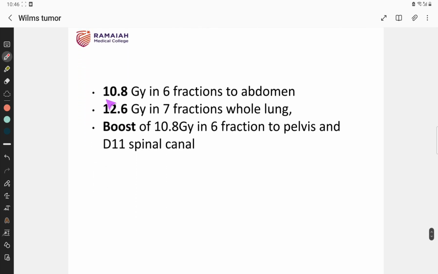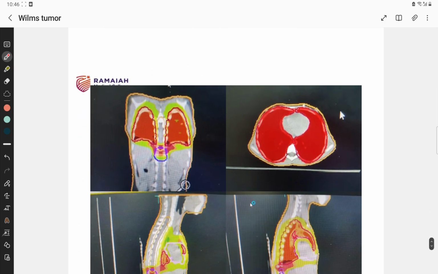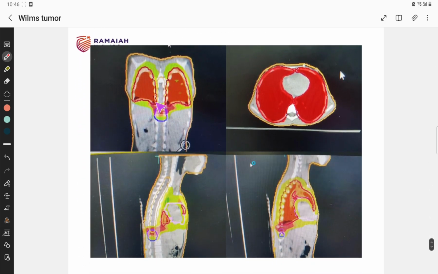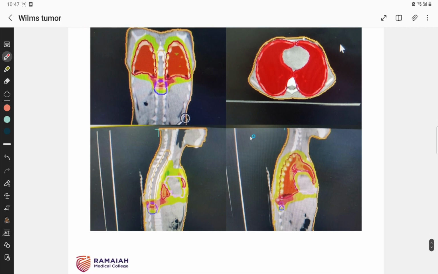The dose that was given was 10.8 gray in 6 fractions to the abdomen, 12.6 gray in 7 fractions for the whole lung, and a boost of 10.8 gray in 6 fractions to the pelvis, ileum and spinal canal. So this was the whole lung volume. This is the lung bath that we treated the patient with, and this was the D11 boost that we had given.